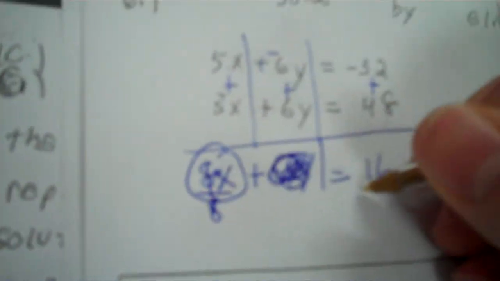And that leaves me with just multiplication by 8. So 8 times x equals 16. So I just divide each side by 8. And x equals 2.